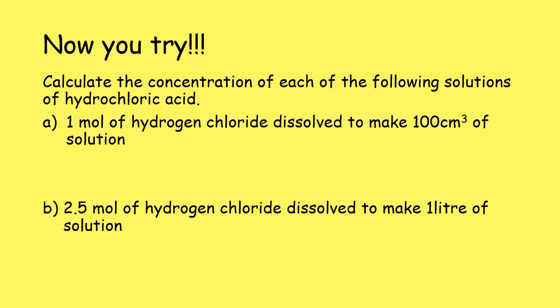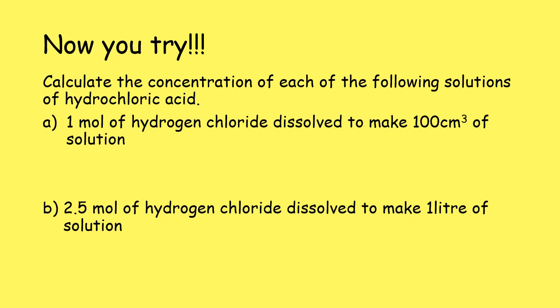So we've got a couple of examples here. Calculate the concentration of each of the following solutions of hydrochloric acid. So example 1 mole of hydrogen chloride dissolved to make 100 centimeters cubed of solution, and secondly 2.5 moles of hydrogen chloride dissolved to make 1 litre of solution. And so have a go at doing those questions. You might need to pause the video in order to give yourself time to do those.